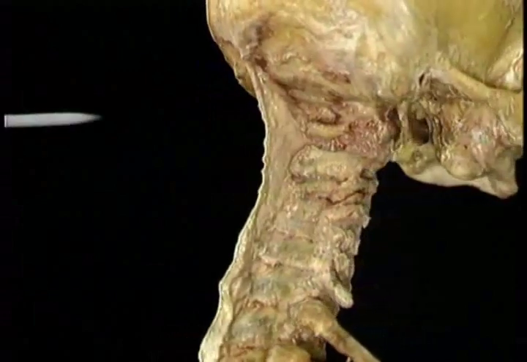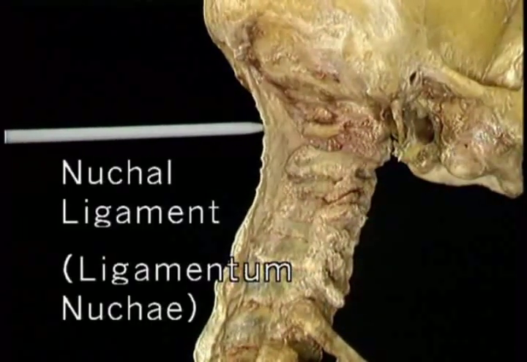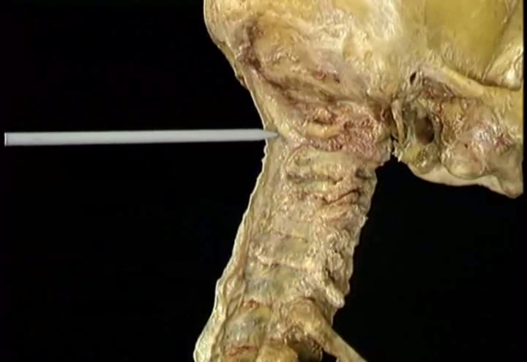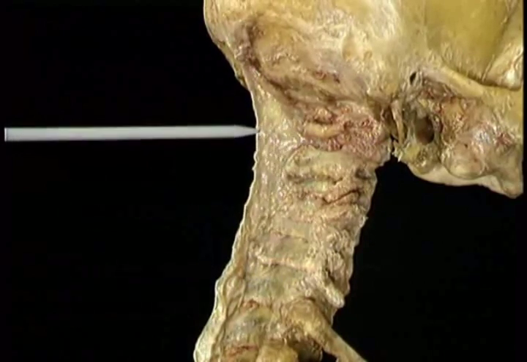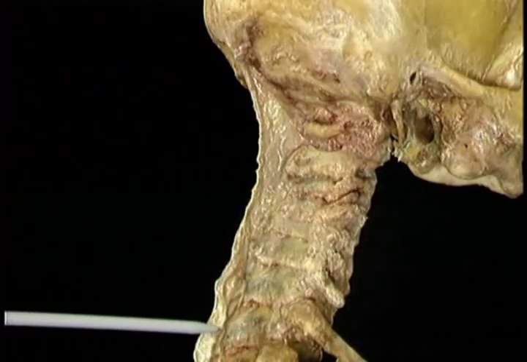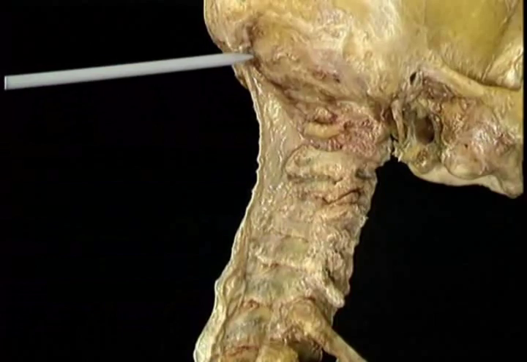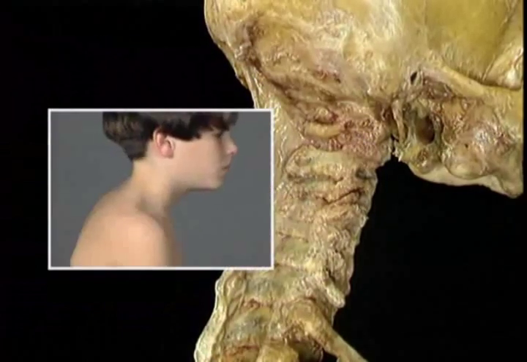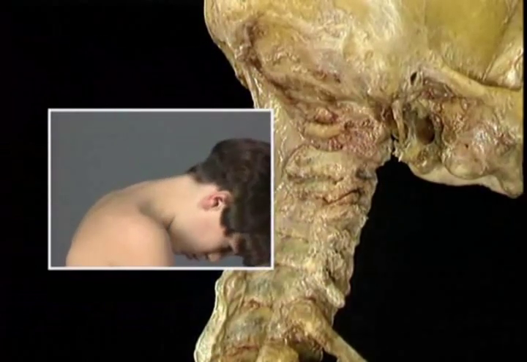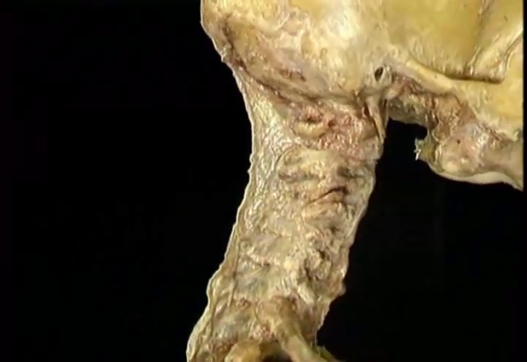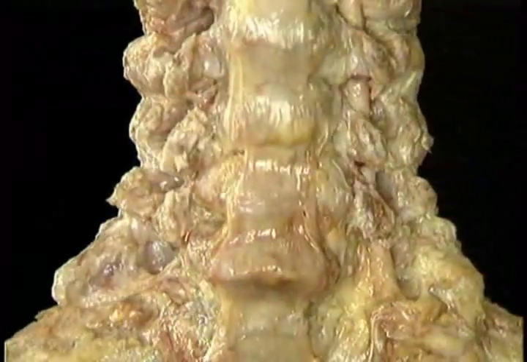the nuchal ligament. Here's the nuchal ligament, also called the ligamentum nuchae. It's a sheet of strong fibrous tissue that extends from the spinous process of the first thoracic vertebra to the external occipital protuberance. The nuchal ligament limits forward flexion of the head and the cervical spine. It also serves as the attachment for some major muscles. Next, we'll go round to the front to see the anterior longitudinal ligament.